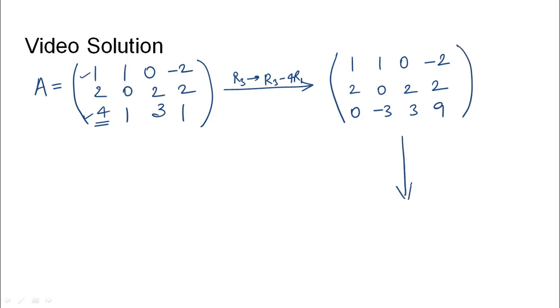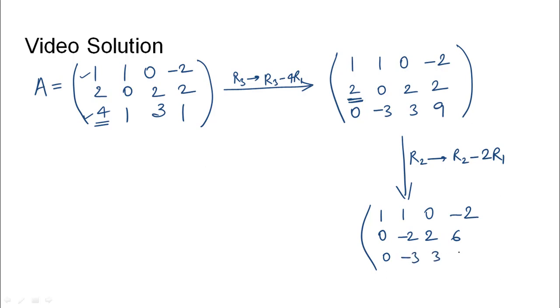Now what we need to do is make this element, this 2, as 0. We can see that if we subtract the second row from 2 times the first row, that is R2 tends to R2 minus 2R1, this 2 would become 0. We have not done any operation on the first row, that will be left as it is. This element would become 0, it would become minus 2, 2 and 6, and the third row will be left intact, minus 3, 3 and 9.